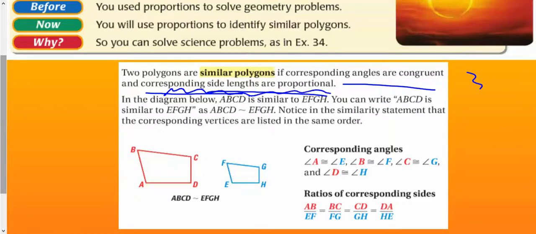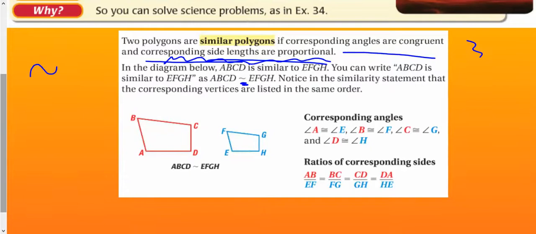So in the diagram below, the two quadrilaterals are similar. You can write that they are similar using this little tilde, this little squiggly sign. It's kind of like the squiggly sign that's above a congruent symbol. And then notice the similarity statement. We have the corresponding vertices. If we look at here, A and E match up, B and F match up, C and G, and D and H.